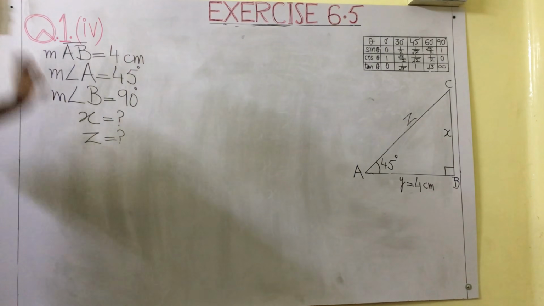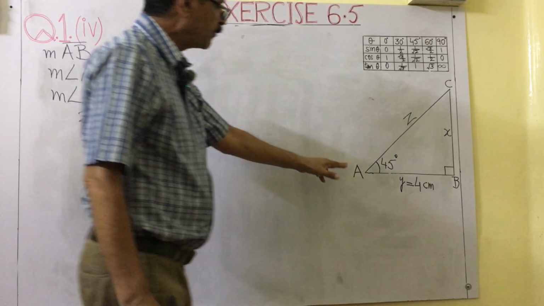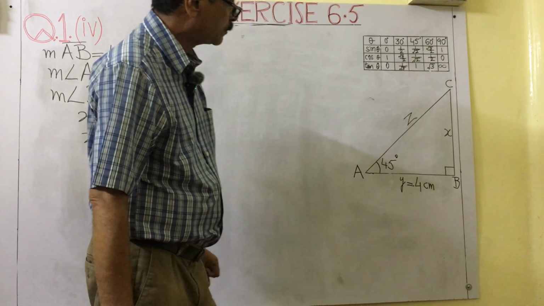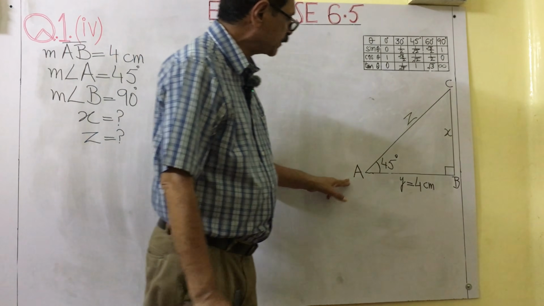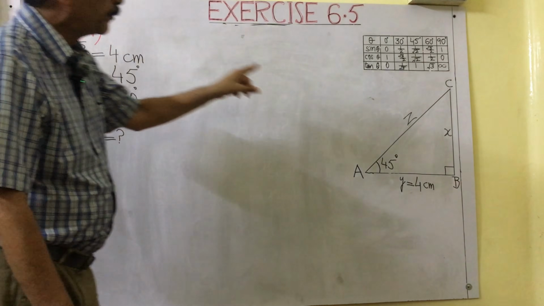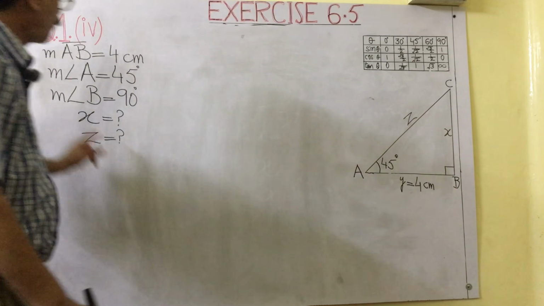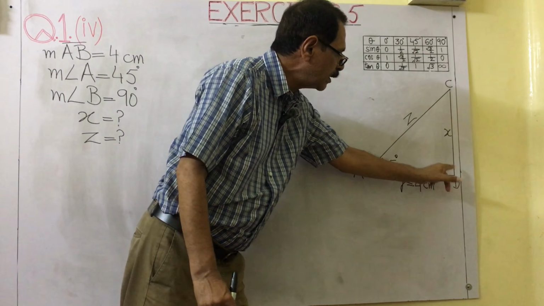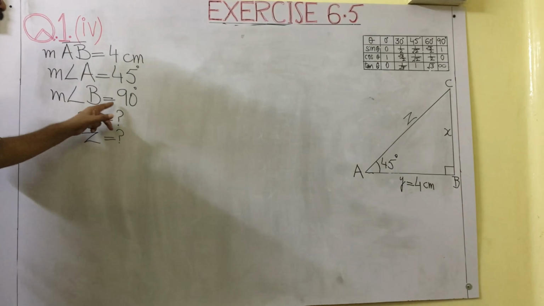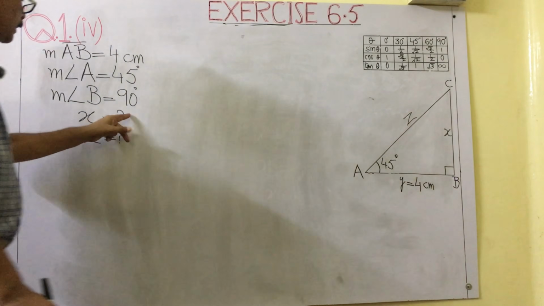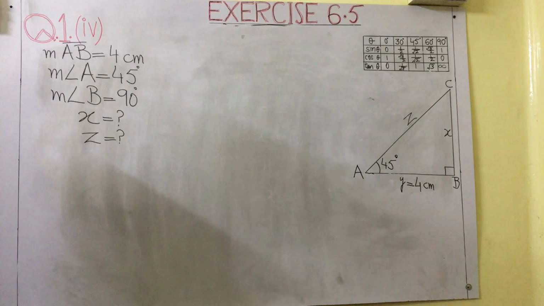Question 1, part 4. Given triangle ABC, which is a right angle triangle, measurement of side AB is equal to 4 centimeters. Measurement of angle A is equal to 45 degrees. Measurement of angle B is 90 degrees. X and Z are to be found.